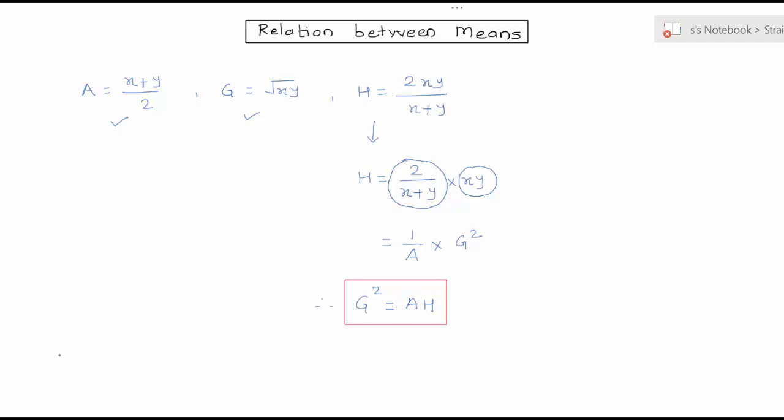Now, apart from this relation, we can remember one more relation here: for any two positive numbers x and y, we can always say that the arithmetic mean is greater than or equal to the geometric mean, which is always greater than or equal to the harmonic mean. So this condition always holds for any two positive numbers. Okay students, now let us proceed.